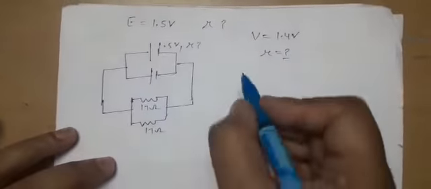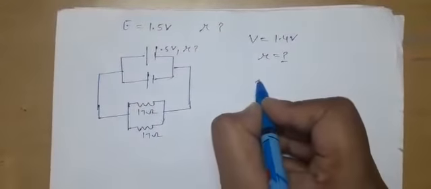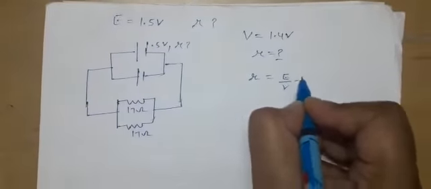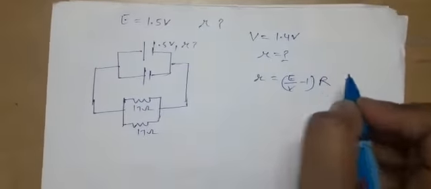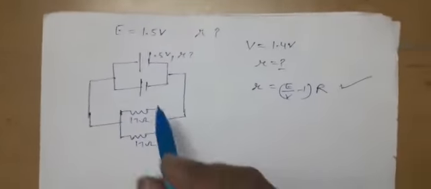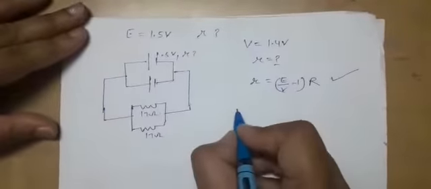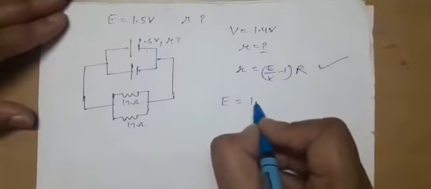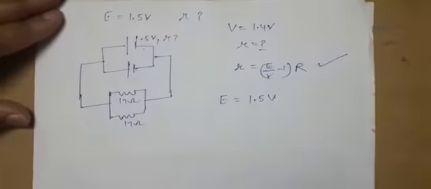So now here, as we have studied the internal resistance, we have to calculate, that is E upon V minus 1 into R. So how to proceed? This is a basic formula. As these two resistances are connected in parallel and these two cells are also connected in parallel, first of all, what will be the EMF for this parallel combination? For parallel combination, EMF is 1.5 volt.